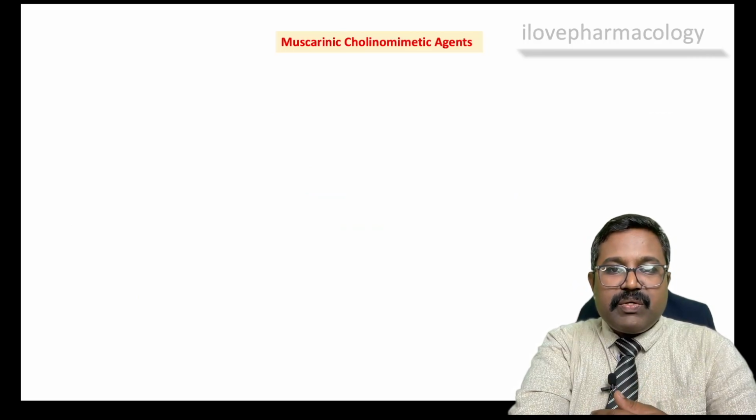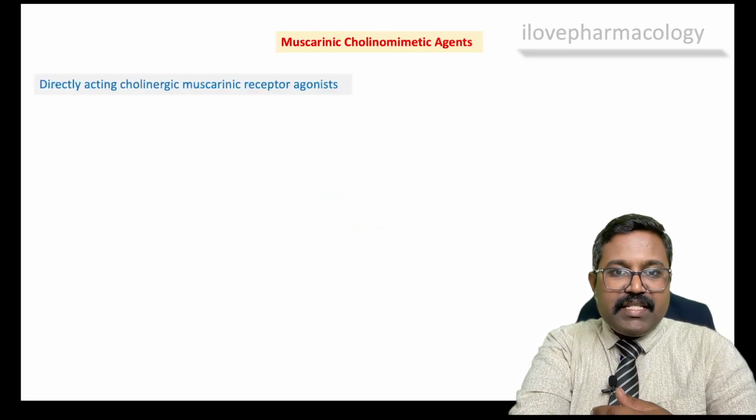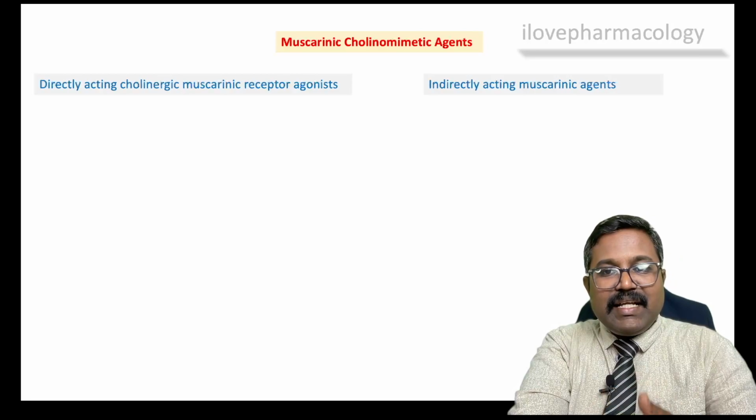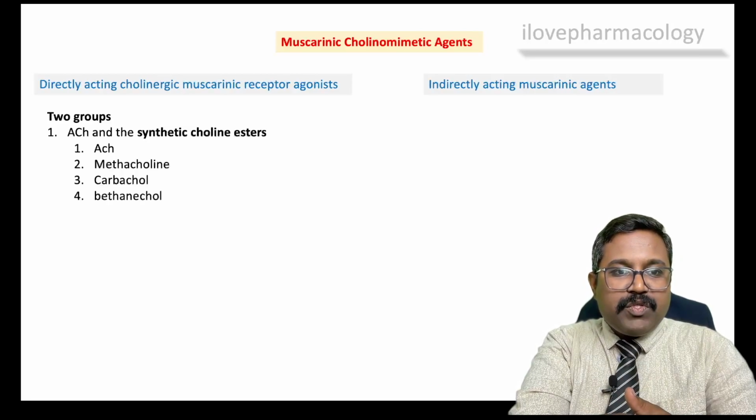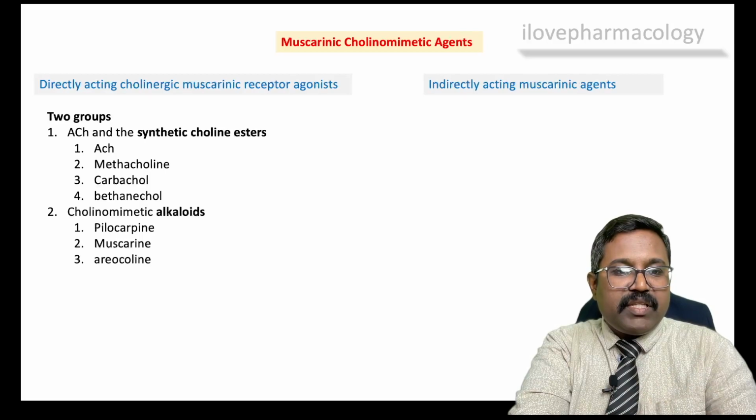So coming to the muscarinic cholinomimetic agents, they can be classified into directly acting cholinergic muscarinic receptor agonists as well as indirectly acting muscarinic agents. Under directly acting, we have two groups. One is acetylcholine and its synthetic cholinesters, namely acetylcholine, methacholine, carbachol, and bethanechol. And the second group is the cholinomimetic alkaloids, which are derived naturally, like pilocarpine, muscarine, and arecoline.